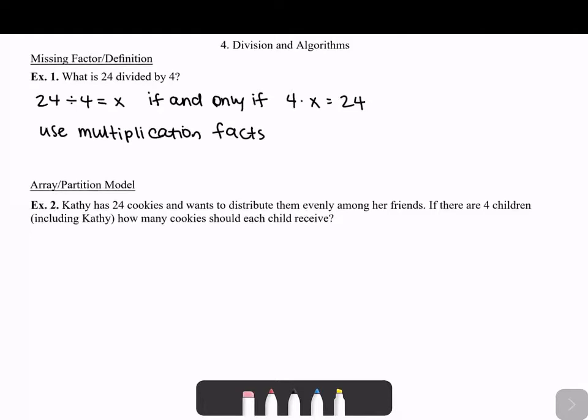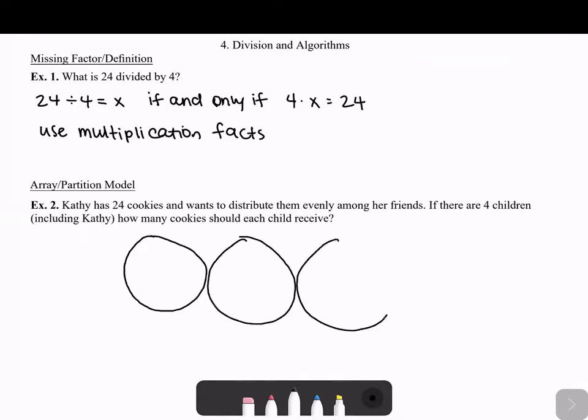The second way to do it is to use an array/partition model. This array is coming from page 110, the second page of chapter 3. Kathy has 24 cookies and wants to distribute them evenly among her friends, 4 friends including Kathy. How many should each child receive? We have 4 children, so we can represent each by a circle, where the circle is the cookies that they're going to get.